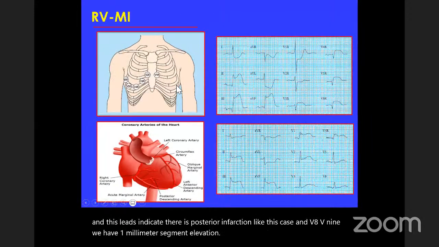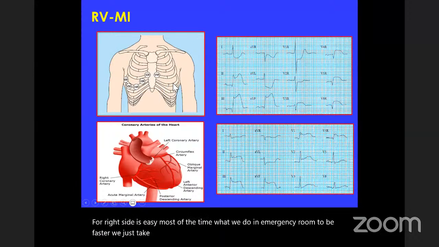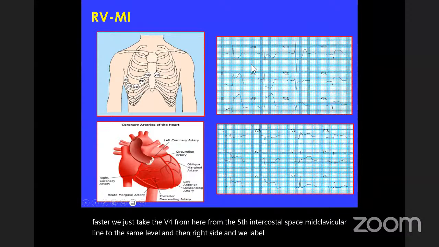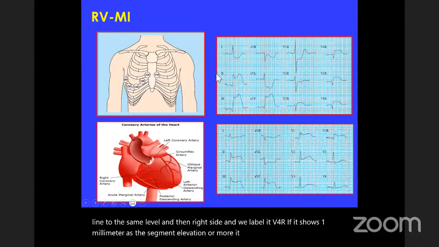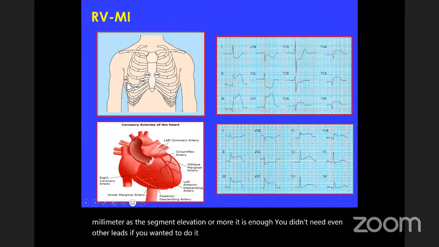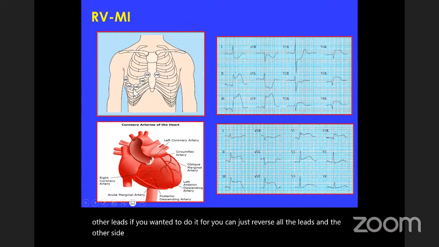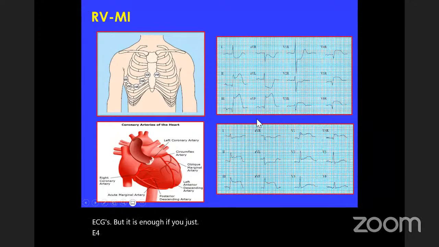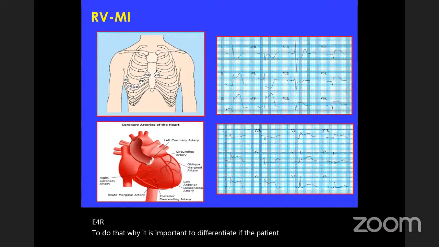For the right side, it is easy. Most of the time, what we do in the emergency room to be faster, we just take V4 from the 5th intercostal space, mid-clavicular line, move it to the same level on the right side, and label it V4R. If it shows 1 millimeter ST segment elevation or more, it is enough. You don't need even other leads. If you want to do it fully, you can reverse all the leads to the other side, so take them from the left side to the right side and do the right-sided ECG. But it is enough to just use V4R. Why is it important to differentiate if the patient has RV infarction or not?